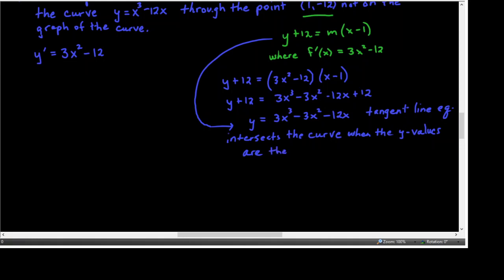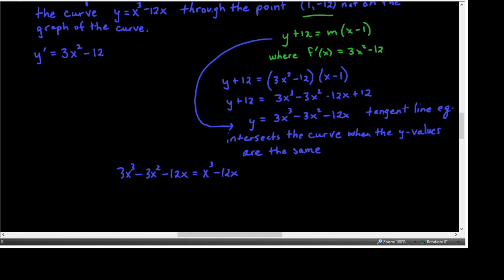So I could take the y value of the line, which is 3x cubed minus 3x squared minus 12x, and set that equal to the y that is the curve's equation. That's x cubed minus 12x. That means that the tangent line will have to go through a point on the curve. Okay, so by setting these equal to each other, we're ensuring that that's going to happen.